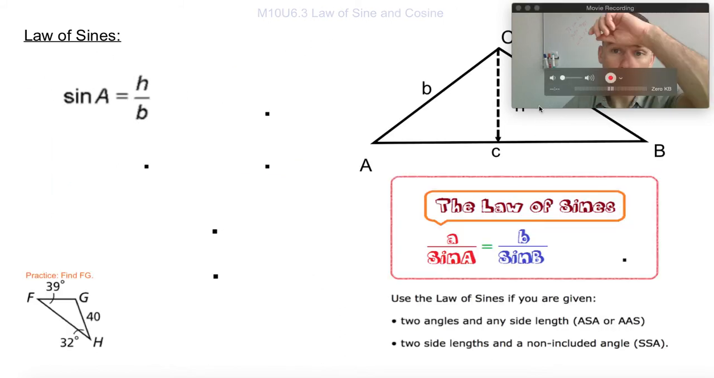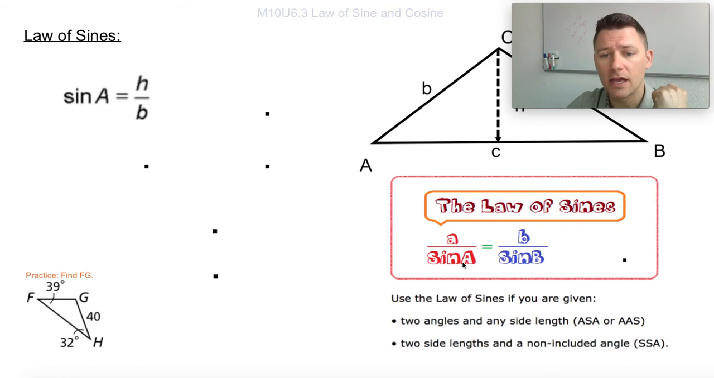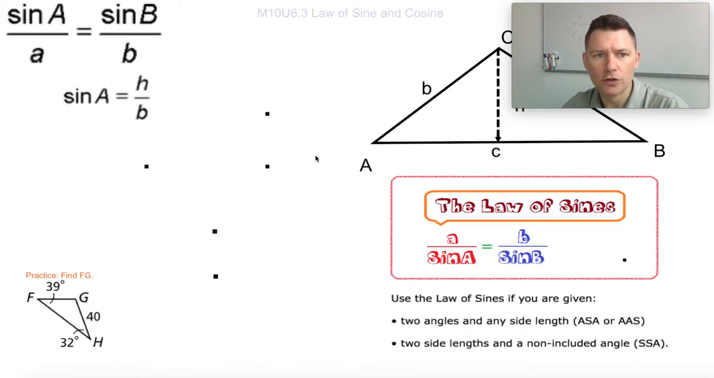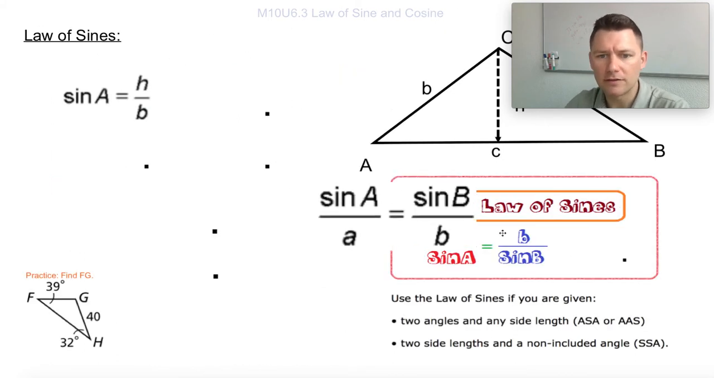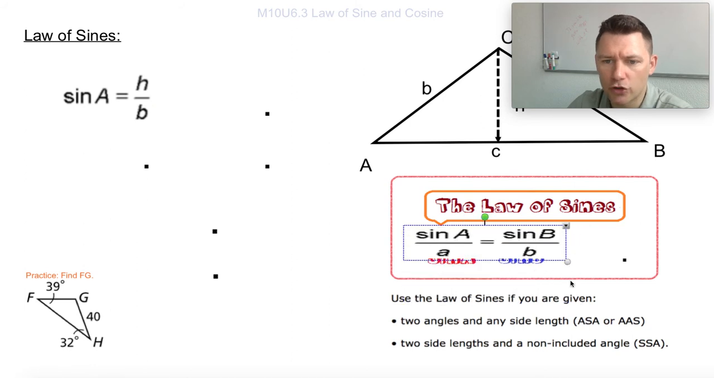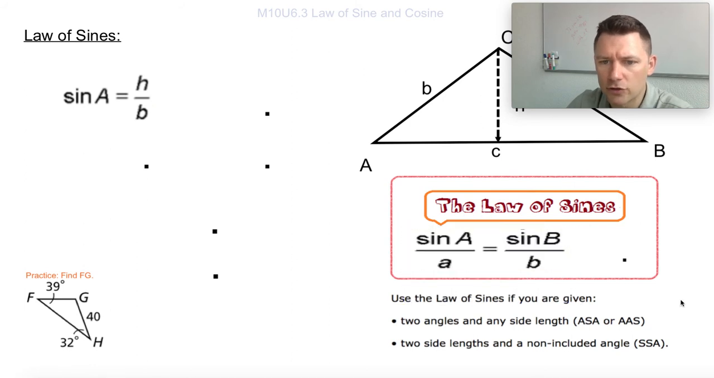Okay, so we've derived the law of sines. It's sine of A over a equals sine of B over b. This is a flipped over version of it. It does not matter which way you do it. Let's paste this in here just so we don't get too confused. It's either way, it's just a ratio proportion. So there's your law of sines.